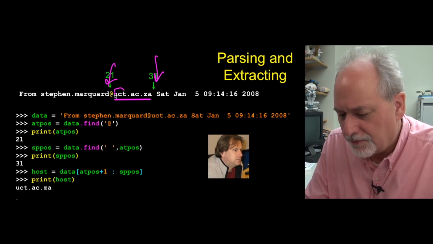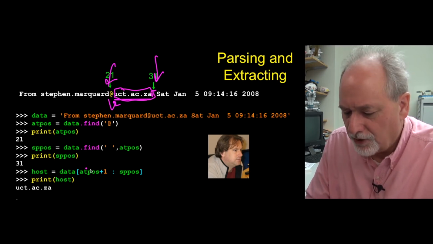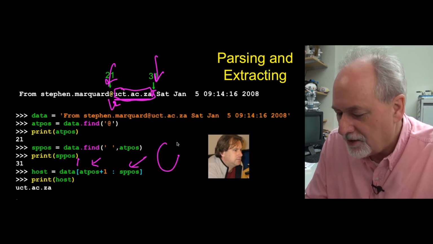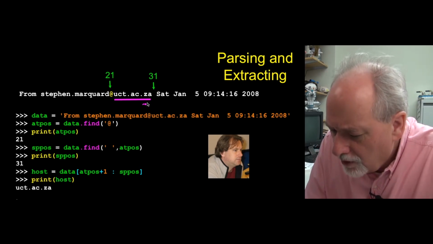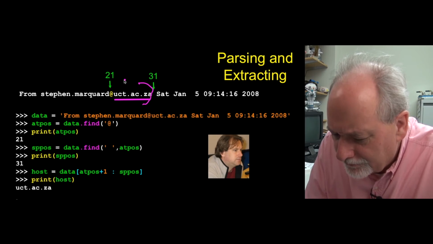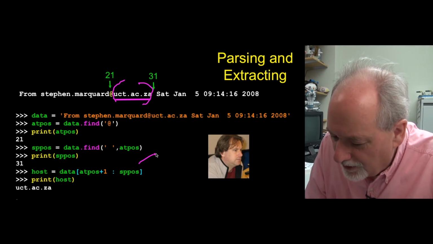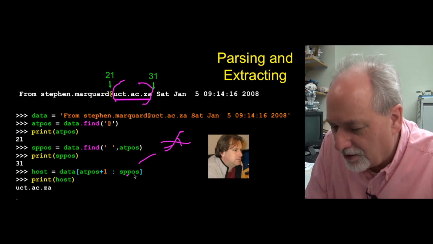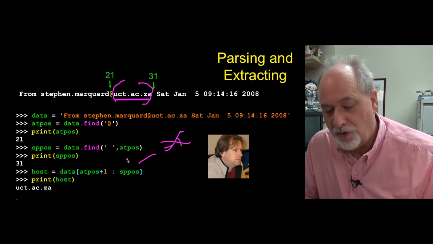Now what we really want is this bit right here. So we have to go one beyond the @ sign, and we don't want the space. We're going to use slicing here: data sub at position +1 up to but not including the space. Oh, smiley face, because we didn't have to say space -1, because that is up to but not including. And so we get that little bit right there. The thing at the position of the space is not included. So that's already a little benefit of the up to but not including.